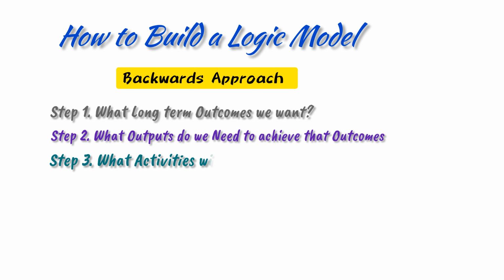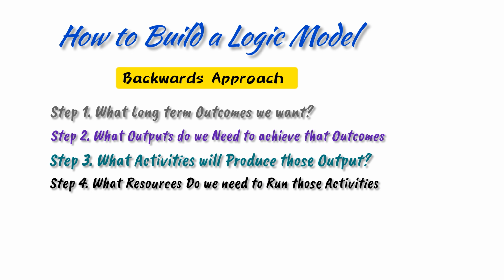Step 3, what activities or processes will produce those inputs? Give answers. Training sessions, distribution campaigns, community education. So the last step, ask, what inputs or resources do we need to run those activities? Give answers. We need money, we need staff, we need supplies, we need community demand. And just like that, you have your complete logic model.